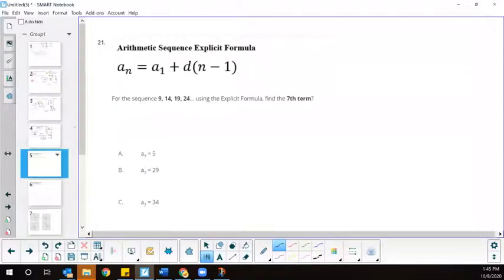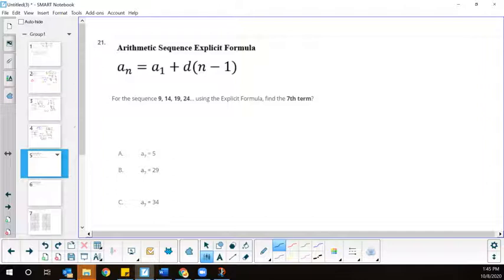All right. For the sequence 9, 14, 19, 24, using the explicit formula to find the seventh term. So there's two ways you can do this. The seventh term is just the seventh number in the lineup. If you figure out the pattern, you can just keep adding until you get to the seventh term. That's one way, so let's do that first.